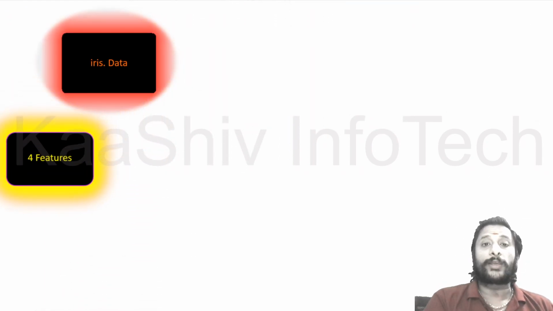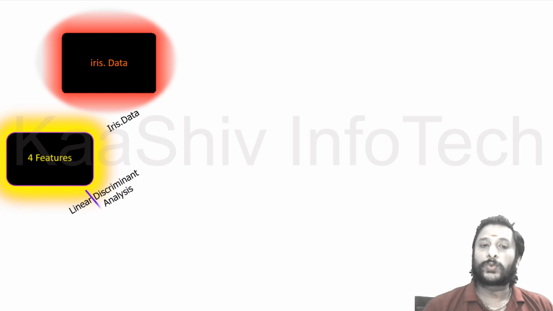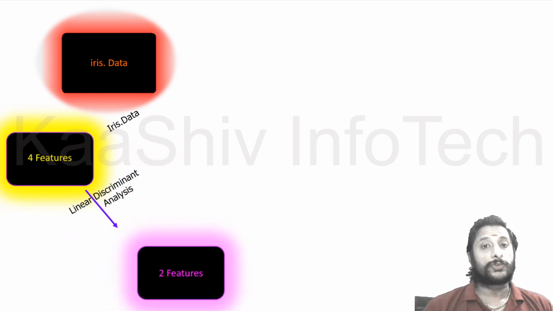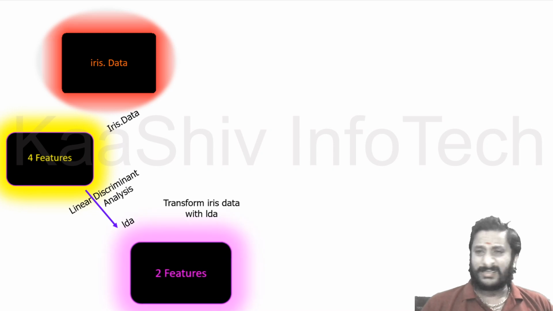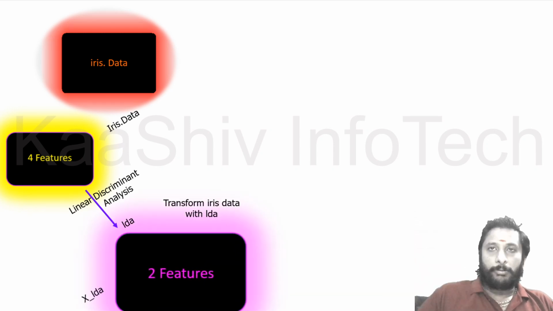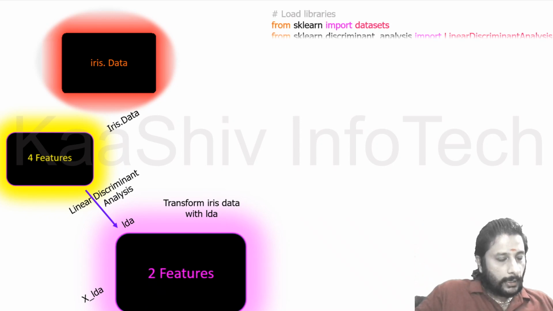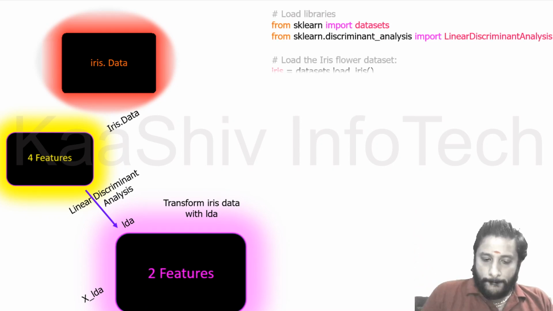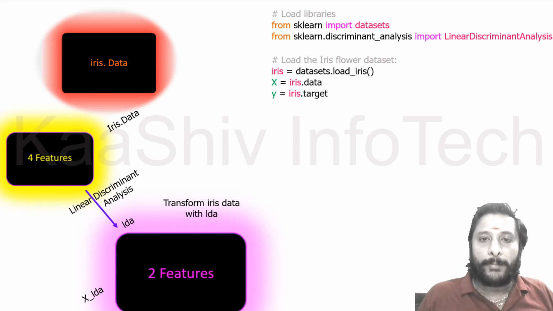Now, as I told you, let's move on to the programming part, to tell you how it works. As I told you, I have my 4 features available, and on applying linear discriminant analysis to them, I'm able to make 2 features. That is how your LDA will work. You may ask me a question: is the program very tough? No. Import the libraries, load the data, create the linear discriminant analysis, fit it, transform it.